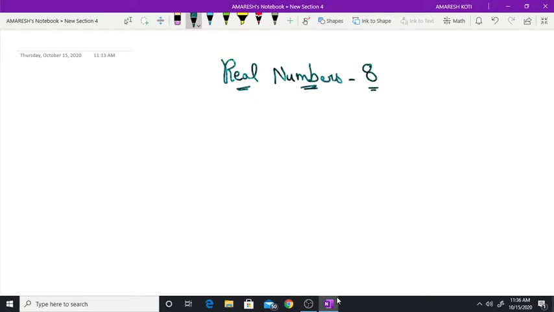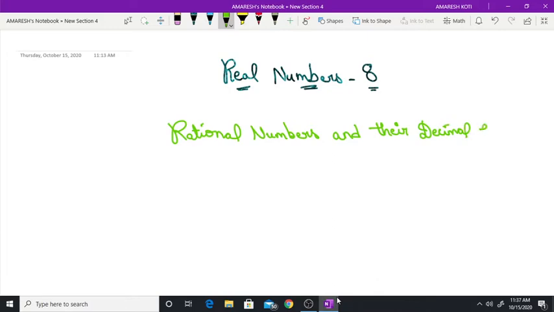Today, let's discuss theorem 1.2.2 on page number 8. The theorem is about rational numbers and their decimal expansions.